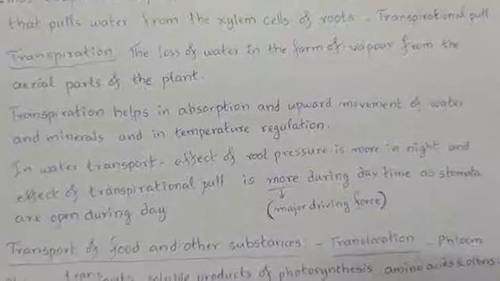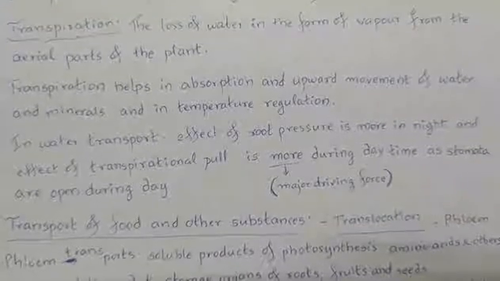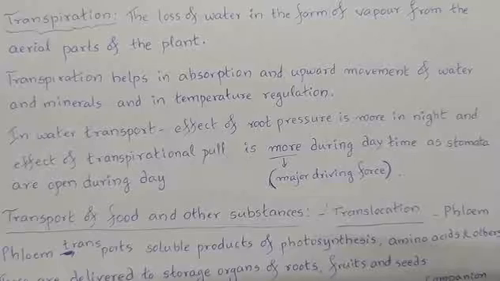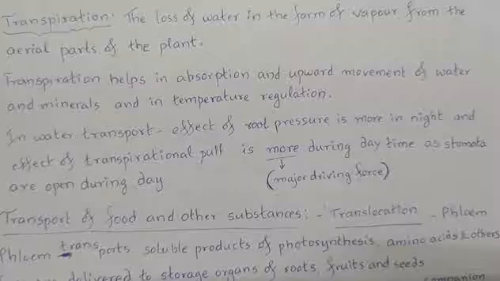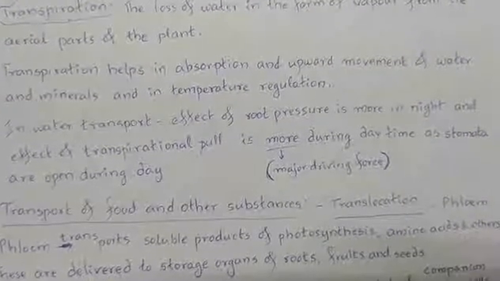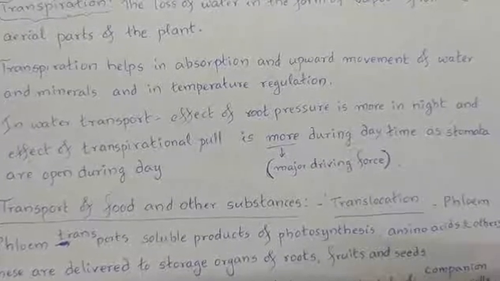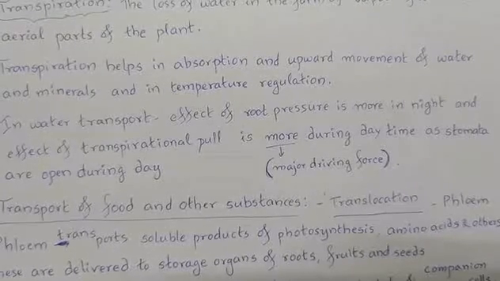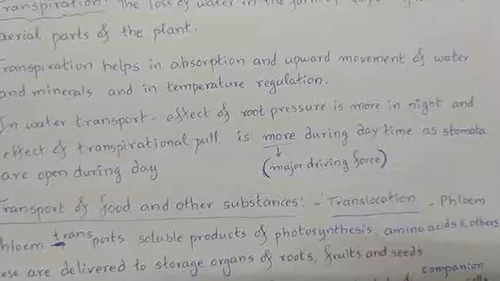This transpiration has two important functions. One is, transpiration helps in absorption and upward movement of water as it creates a suction over the water conducting channel in the xylem. And transpiration helps in temperature regulation because as water evaporates, the heat needed for evaporation is taken from the plant body itself. So the temperature is regulated by transpiration.